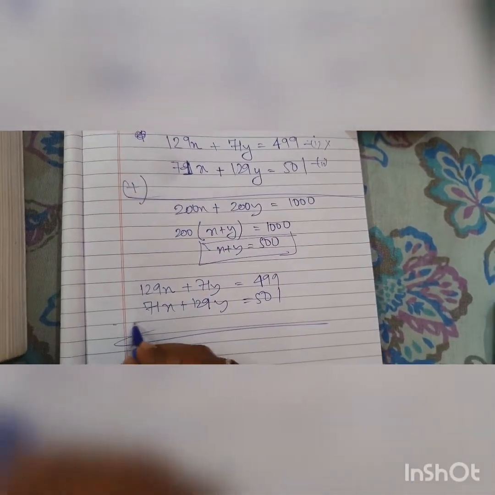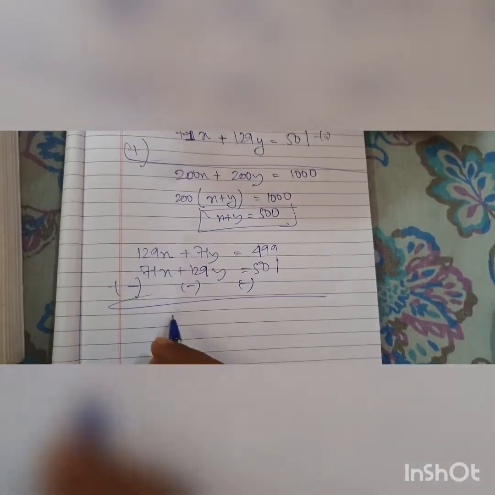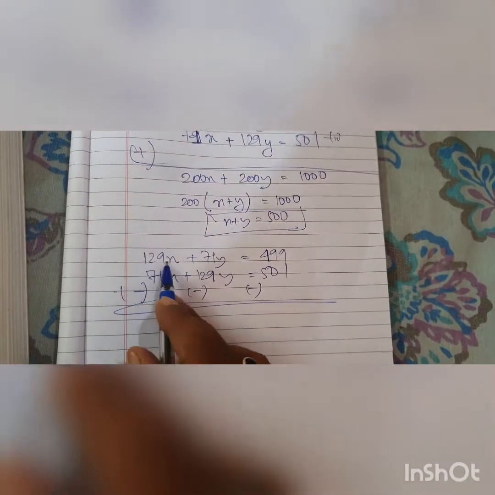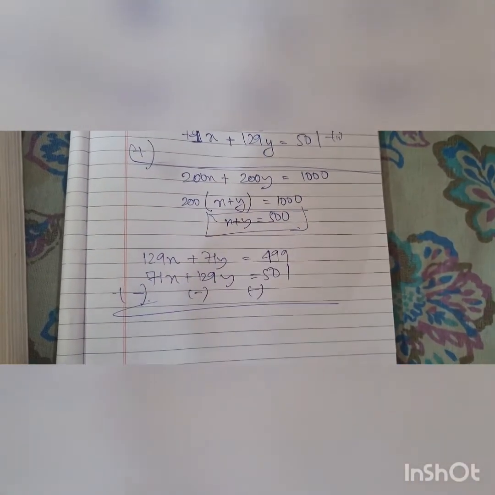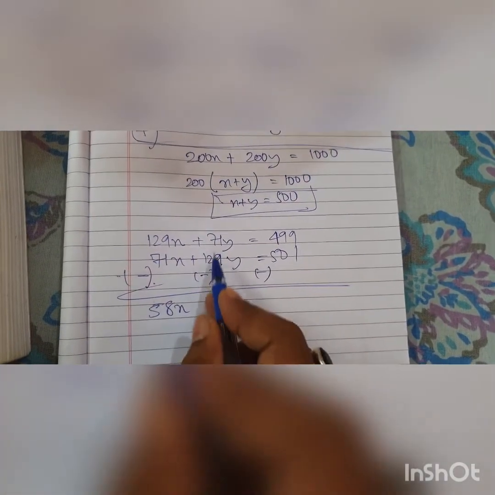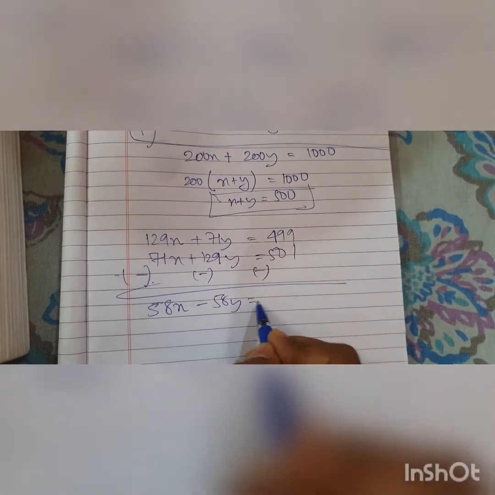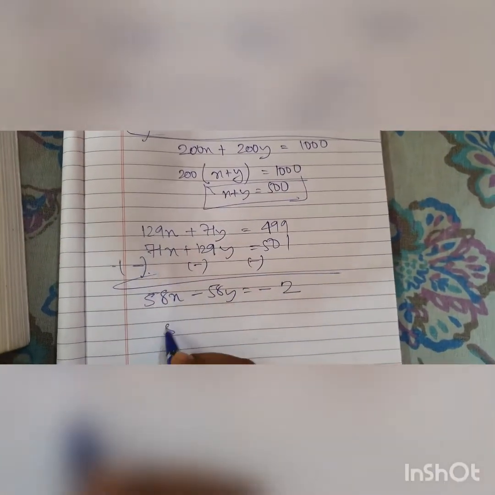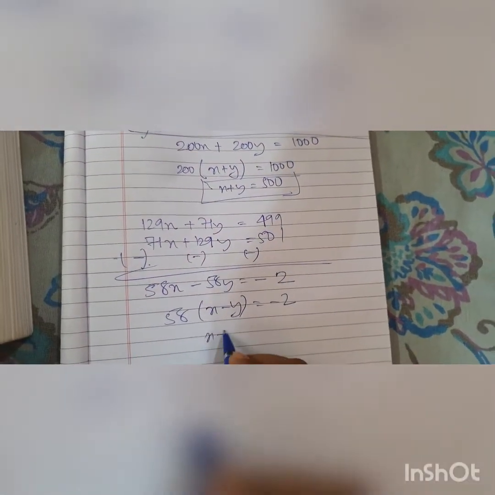and 71x plus 129y is equal to 501, just subtract it. When you subtract it, here you will get 129 minus 71, so you will get 58x. Here, if you subtract again, you will get minus 58y, and minus 2. So take 58 as common: x minus y is equal to minus 2 by 58, so x minus y is equal to minus 1 by 29. So this is your second equation.